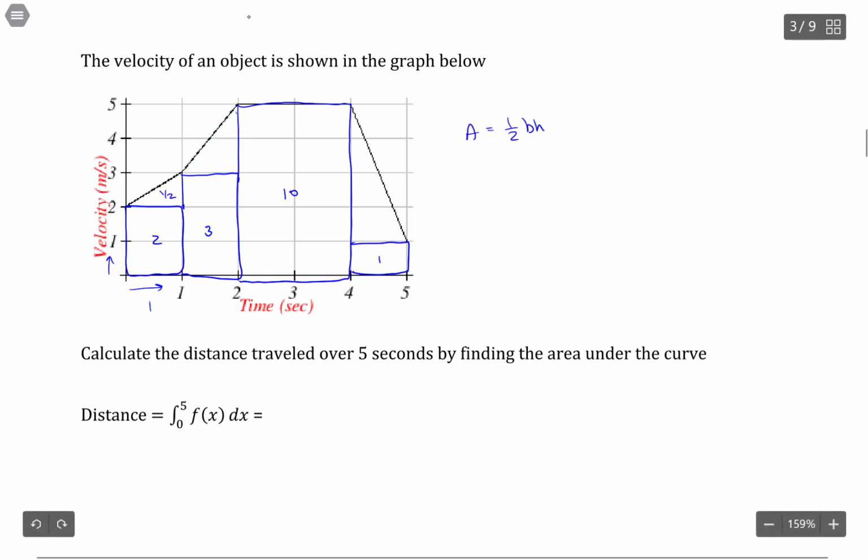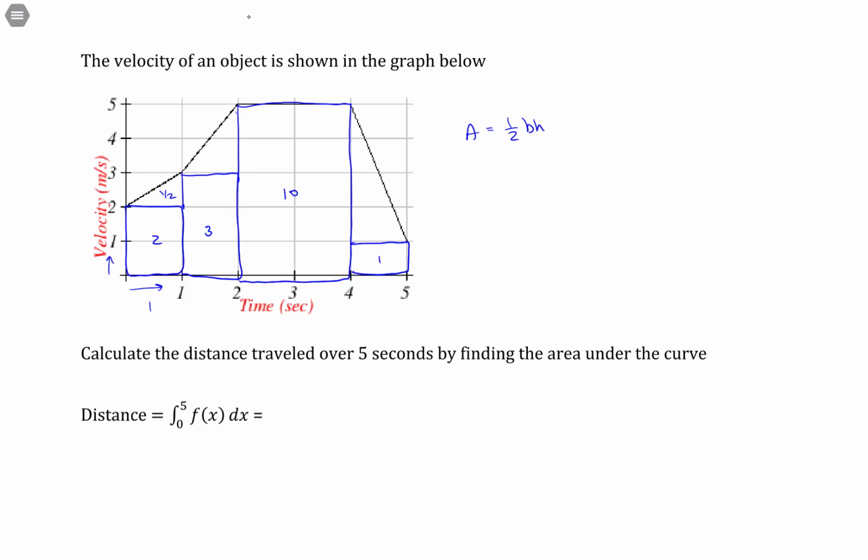And doing the same logic for this one, the base is 1, the height is 2. So 1 times 2 is 2 divided by 2. That area is 1. And this has a base of 1, a height of 1, 2, 3, 4. So 4 times 1 is 4. 4 divided by 2 is 2. So this has an area of 2.